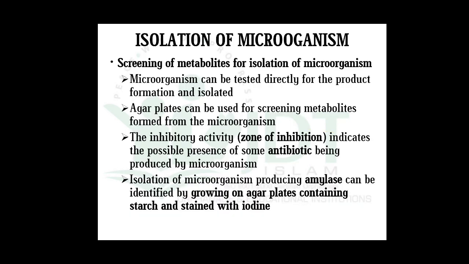Now, how can we screen the metabolites for the isolation of microorganism? So microorganism can be tested directly for the product formation and can be isolated. For example, agar plate can be used for screening metabolites formed from the microorganism. For example, for an inhibitory substance like an antibiotic, it may produce a zone of inhibition, which indicates the possible presence of an antibiotic being produced by that microorganism.